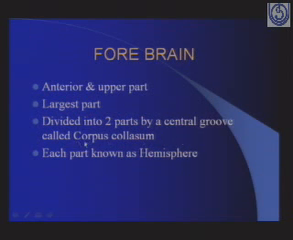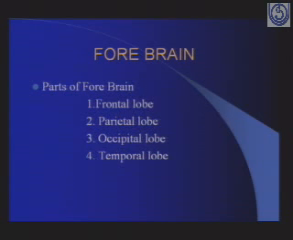And that groove is known as corpus callosum. And each part of the brain is known as a hemisphere. That means there are two hemispheres, right hemisphere and left hemisphere. Now we'll discuss grossly what the different parts of the forebrain are. One is your frontal lobe, parietal lobe, occipital lobe, temporal lobe. So the forebrain is divided into four parts.